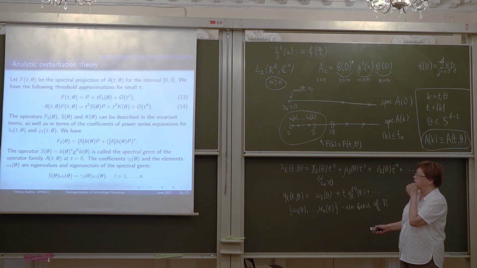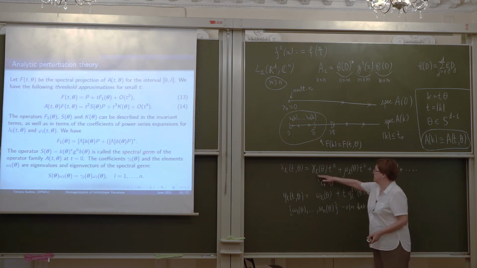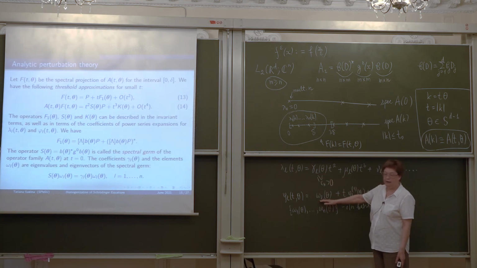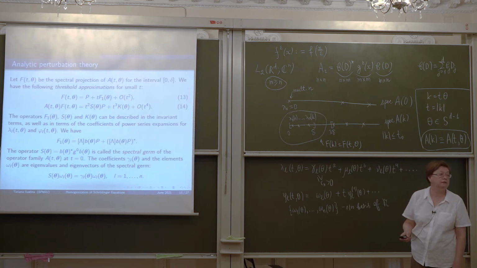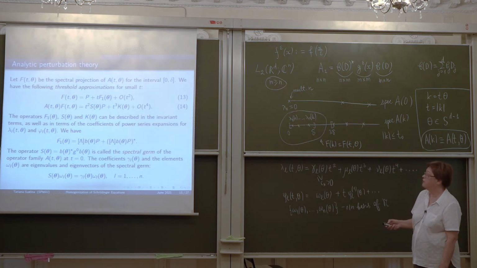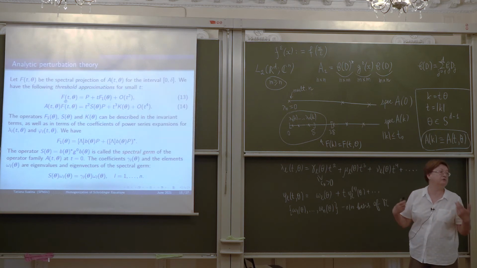And for the spectral germ, the coefficients gamma L are eigenvalues, the vectors omega L are eigenvectors. What is the brackets? The brackets mean the operator of multiplication by lambda of x.